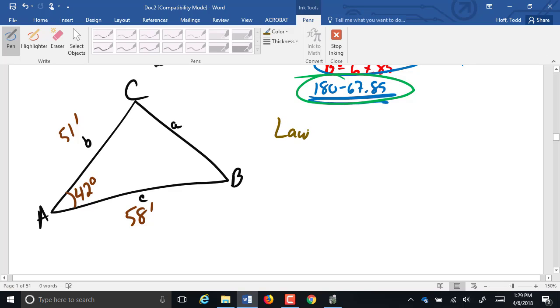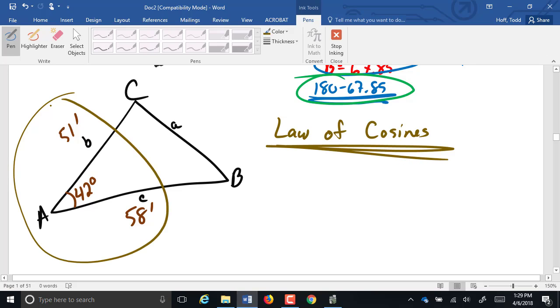On Tuesday, we will talk about something called the law of cosines. The law of cosines applies when you have two sides and an angle. This is called the included angle. It's the angle between the two sides. So when you have two sides and the included angle, how do you find the third side so that you can then use the law of sines?